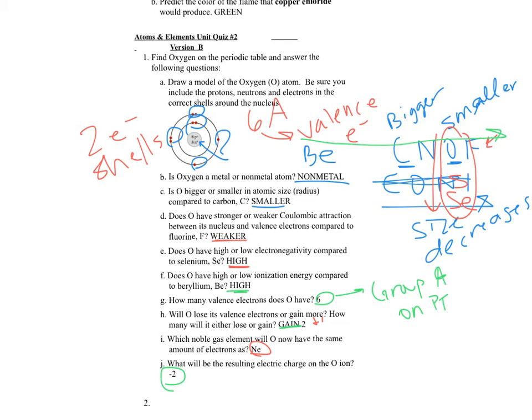All right, again, just as those who had version A, if you had version B and you're really confused on any of these, please, please, please come see me tomorrow before school at 7 a.m. or at break or at your lunch to get any clarification before your test next class. Again, remember, we have a unit test next class on Thursday.